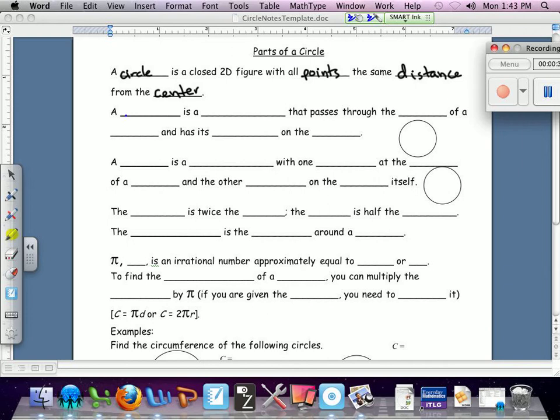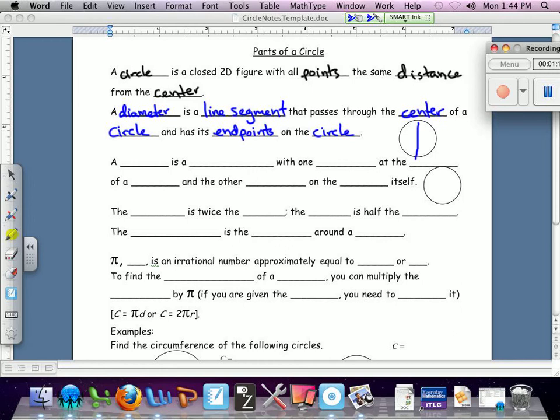A diameter is a line segment that passes through the center of a circle and has its endpoints on the circle. And here's where it's really annoying if my smartboard pen doesn't line up quite right. So hopefully yours can be right through the center, approximately. Mine doesn't always line up. I'm going to try.